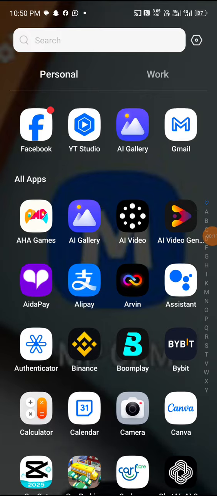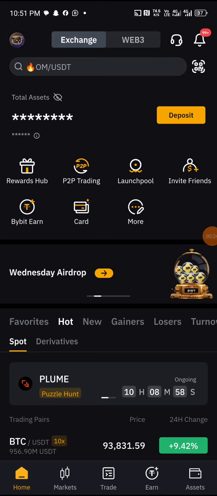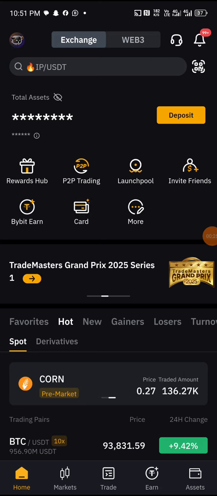Today we're going to go straight to Bybit. We're going to find out how to find opportunities on Bybit. So how do you find trading opportunities on Bybit? The first thing you need to do is to make sure you have a verified Bybit account.